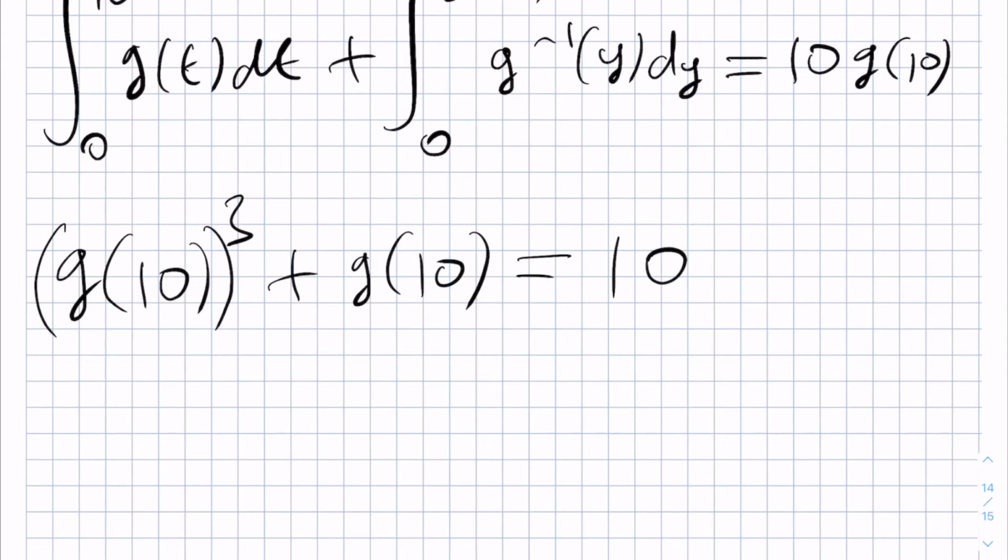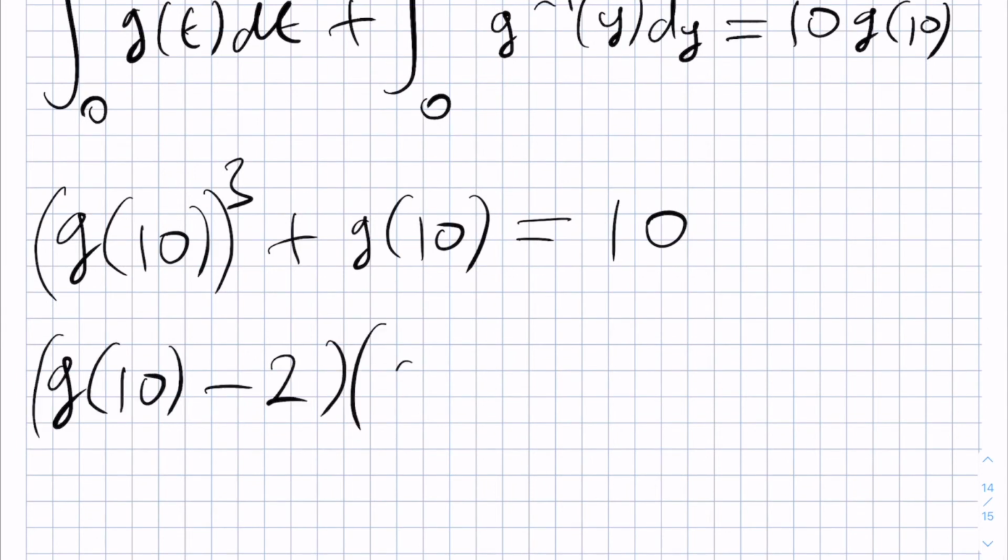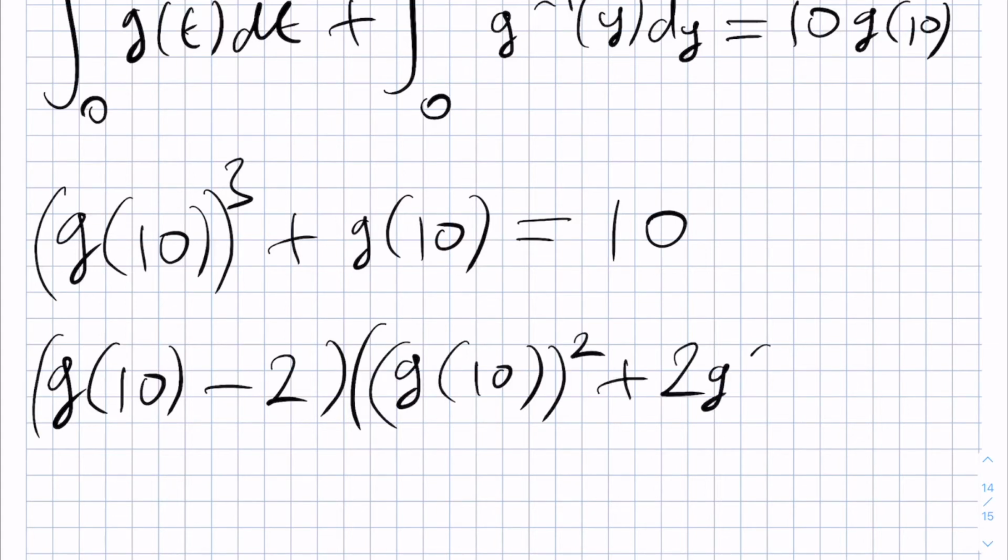So we use the same method as last time by factoring out g of 10 minus 2, giving us the quadratic g of 10 all squared plus 2g of 10, to cancel out the g of 10 all squared terms, and then we have a plus 5, and these two brackets multiplied together give us 0. This is one solution, but how can we be sure that this does not give us other solutions?